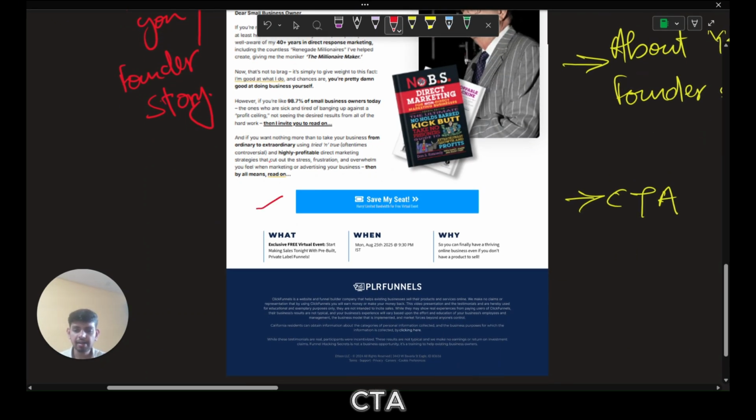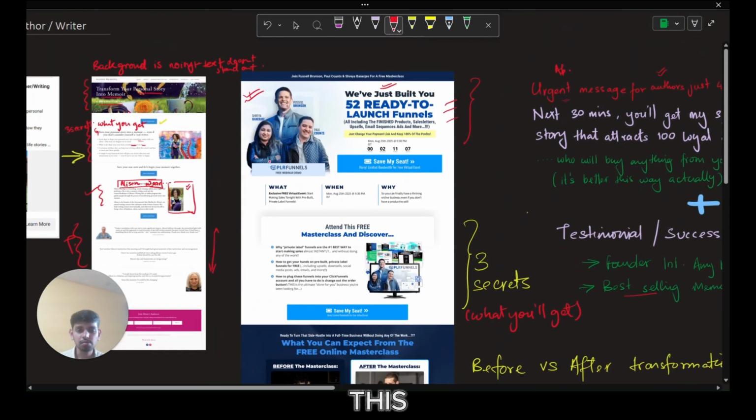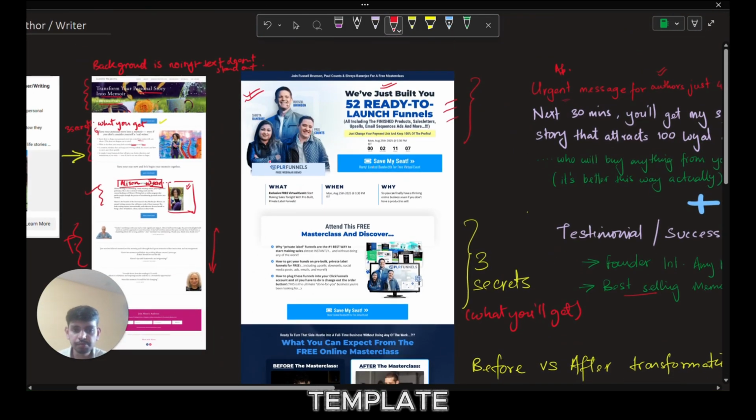Then you can end with a CTA and an optional what, when, and why section. So this is a specific template to follow.